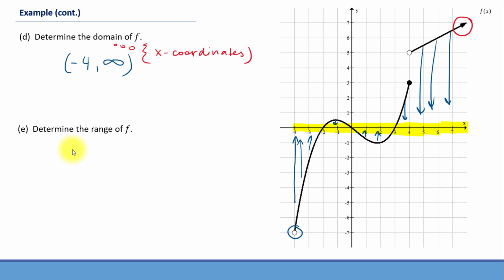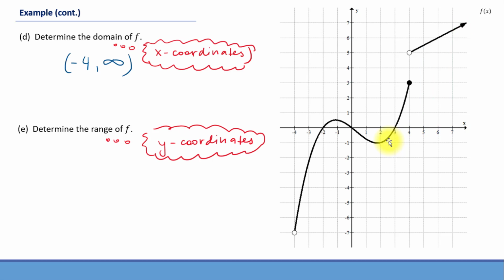And next, let's try to determine the range of this function, again using the graph. Well, range represents all possible outputs of a function. Outputs are represented by variable y. So we're going to use the same method and focus on all possible y-coordinates of the points on this graph. I cleaned my picture and now I'm ready to think about the y-coordinates.